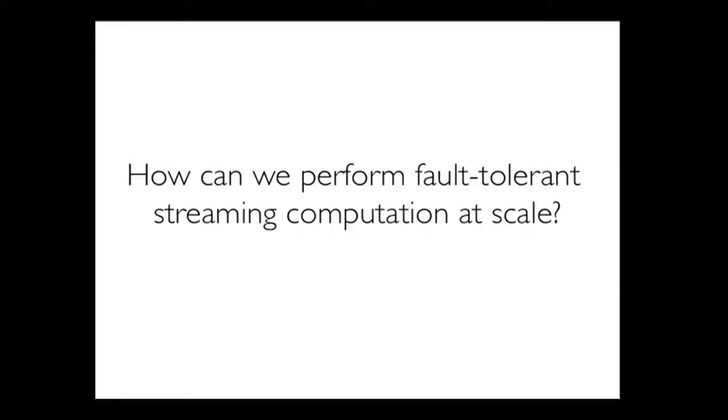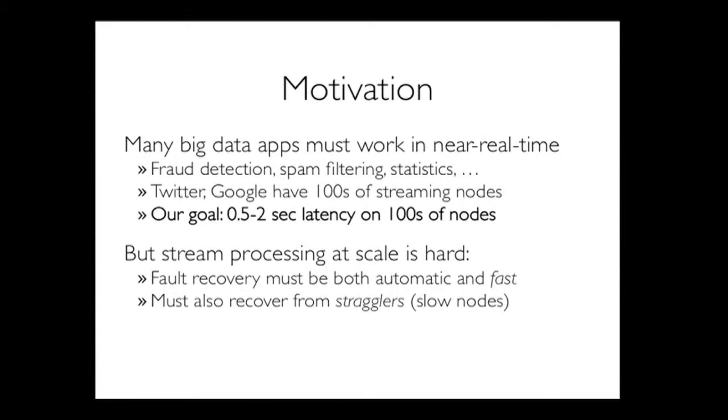How can we also do fault-tolerant streaming computation at scale? And the motivation for this is pretty simple. A lot of the big data applications today receive data in real time and have significant value to actually processing it in real time. So things like fraud detection or spam filtering, it's very clear that doing those faster is better. Even things like statistics about your website, you might want to understand what users are doing after you push changes to it. So it's important there.